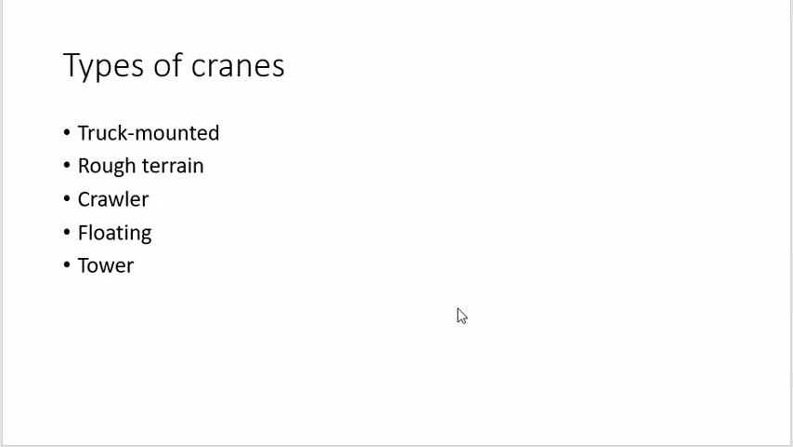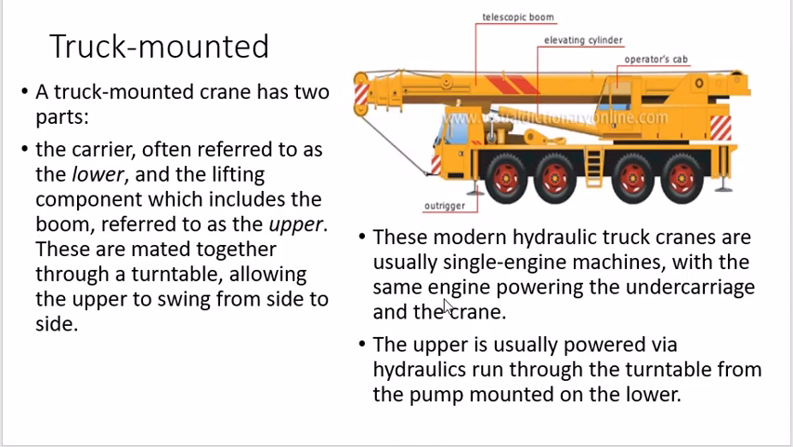Now the next topic is the types of cranes. There are many types of cranes available for construction work, for agricultural work, and for industry. But the main cranes are over here, which are used everywhere. So there are 5 majors: truck mounted, rough terrain, crawler, floating, and tower cranes. I'll discuss only 2 to 3 today.